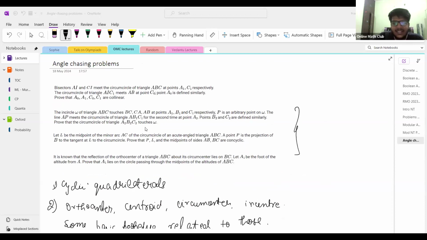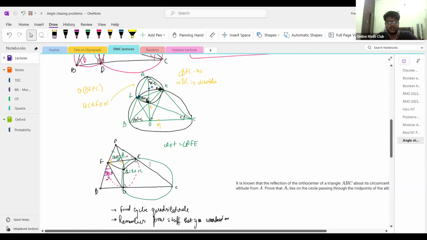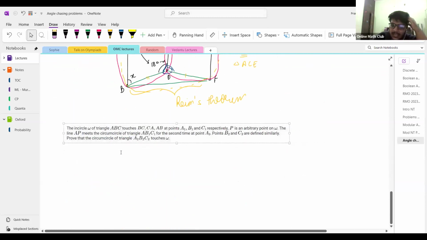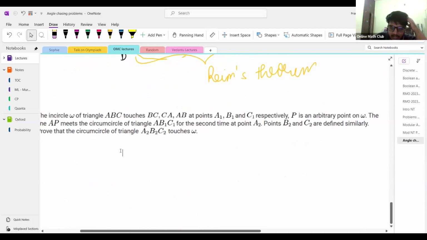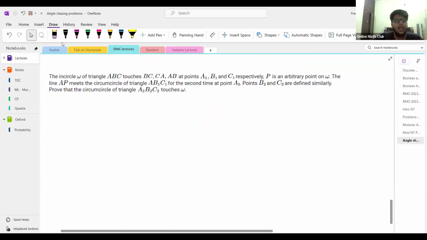So, yeah, this one is a nice problem. I think this one will give you a lot of ideas. Has anyone seen this problem before? I think this is also on the recent Sharygin. Okay, so let's try to draw a diagram, which will be very messy for this problem.